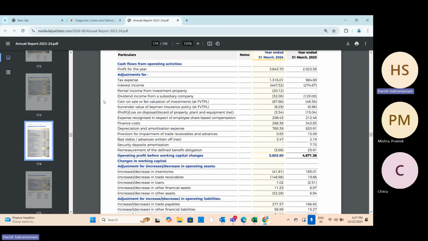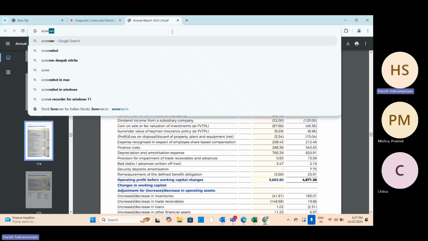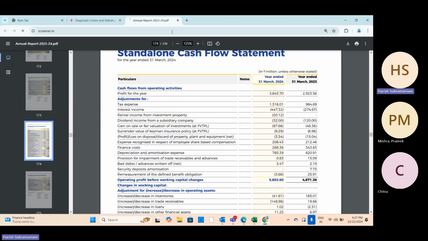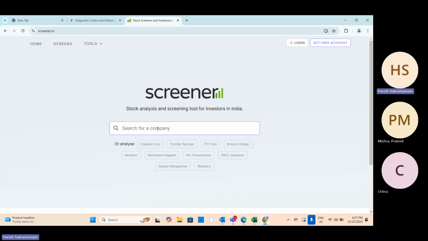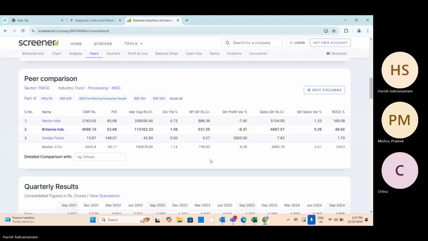And what we can do, as we were discussing last time, is we can just take a screenshot, give it to ChatGPT and ask it to explain the parameters that we don't understand. So that way it's fairly easy to get an understanding. But what we'll look at is some of the key things that we need to know in the cash flow statement.